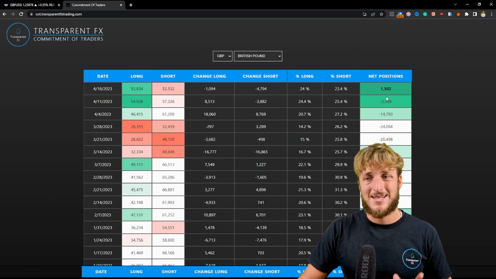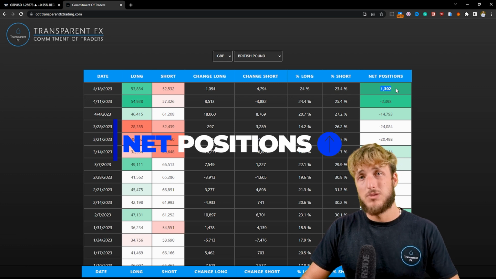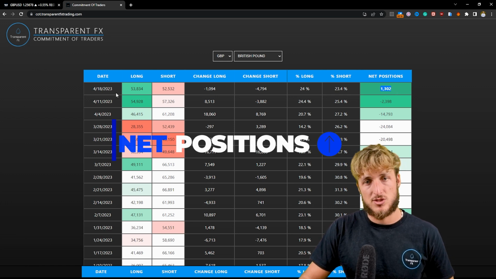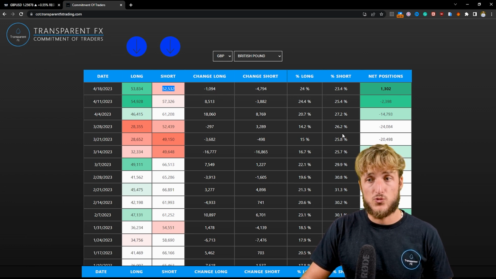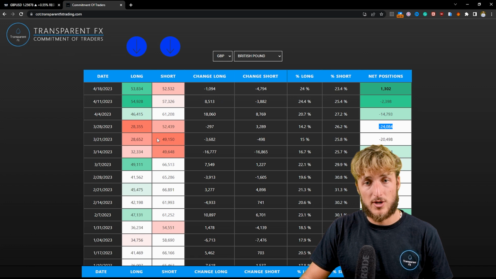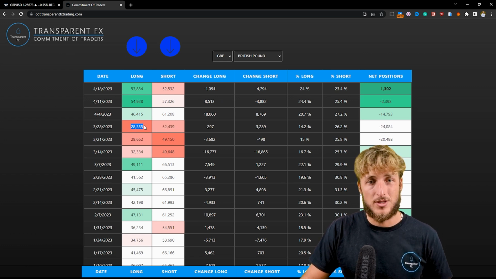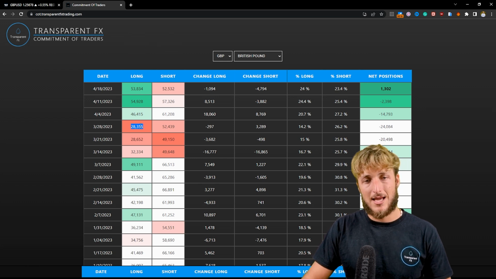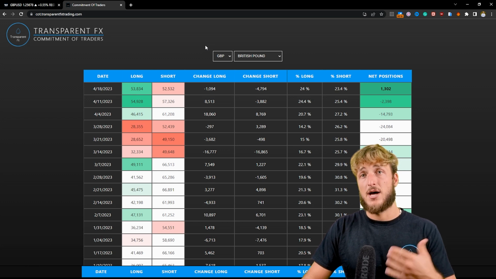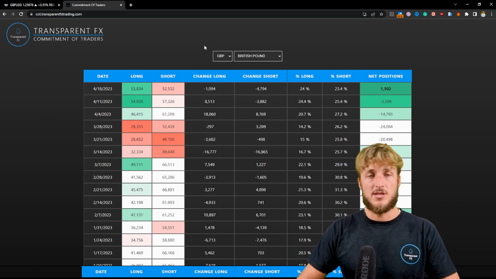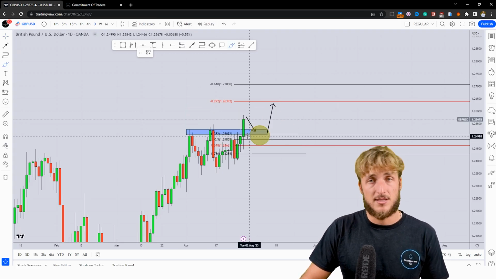And what we can see is that net positions went from minus 24k net positions all the way up to plus 1.3k net positions, with 53k longs compared to 52k shorts, while here, when we were having minus 24k, we had way more shorts than longs, 52k shorts compared to only 28k longs. So we can see clearly how longs are getting increased from an institutional perspective on the pound, making the pound stronger, so making GBPUSD stronger. Therefore, more bullish continuation could be expected in a situation like this.